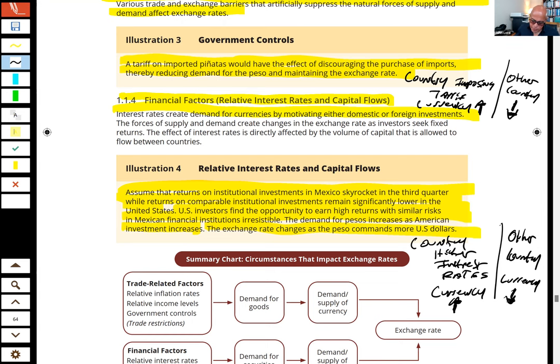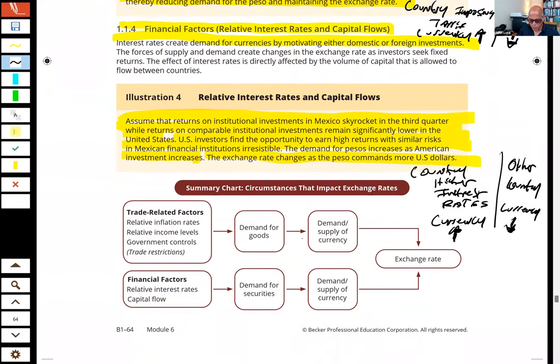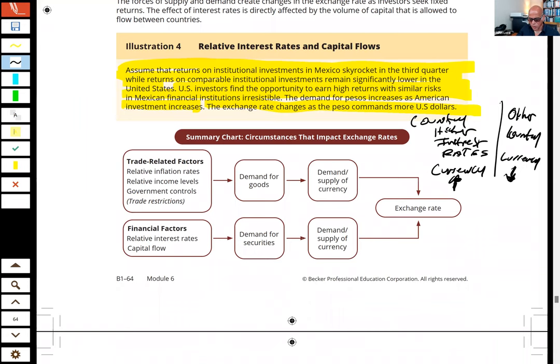Now, they kind of tried to do something similar to what I was doing with this summary chart, but I found this summary chart a little hard to absorb. So the only thing I want you to do with this summary chart, and the reason I said I'll have you flashcard it, is the trade-related factors versus the financial factors. Trade-related factors are most of those that we talked about: relative inflation rates, relative income levels, government controls such as tariffs. And the financial factors are relative interest rates and capital flows. And now we have a series of flashcards that talk about how those different factors affect the exchange rates.